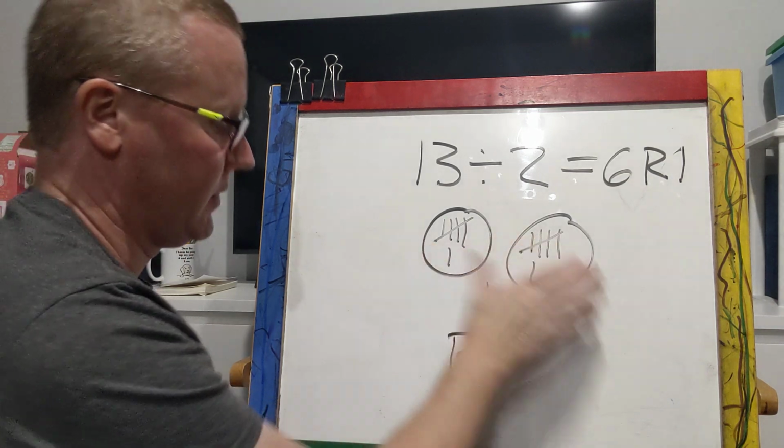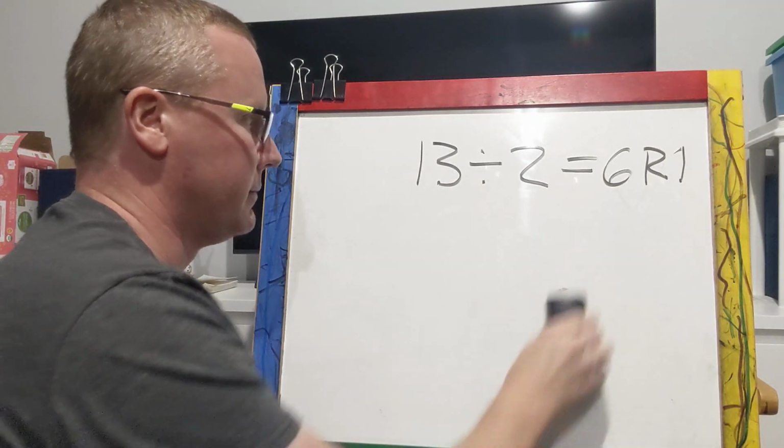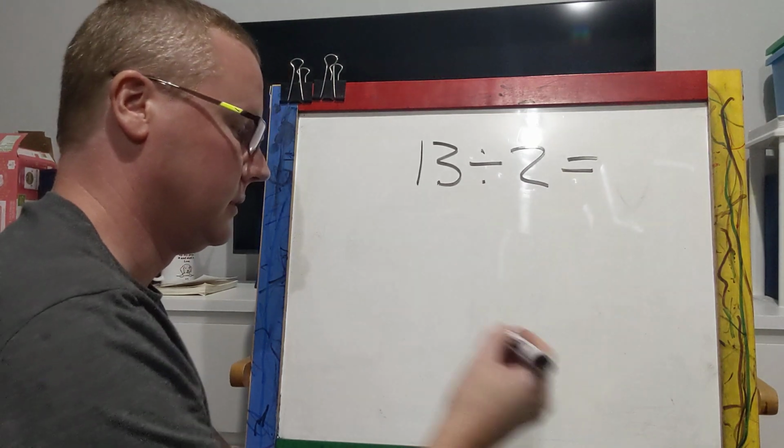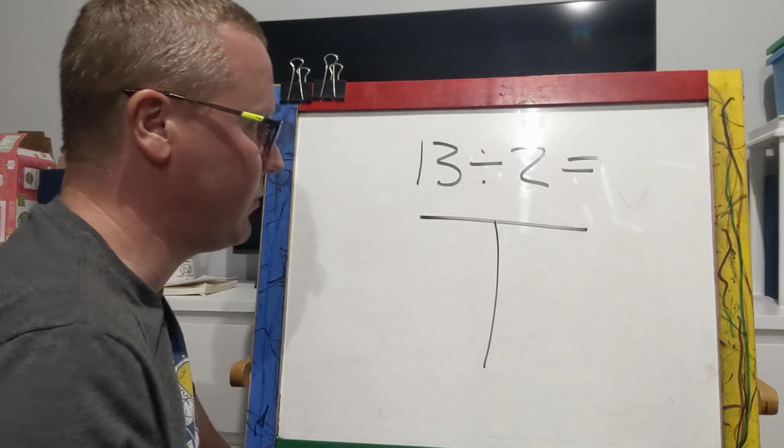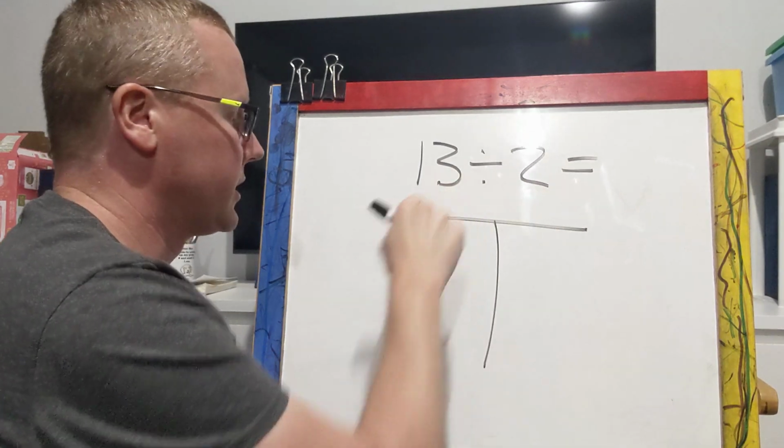Again, we can do it with this model. Let's try it with our area model. Mr. B loves his area model. Not area model, ratio table. Again, I'm going to do the exact same way. How many times can 2 go into 13?